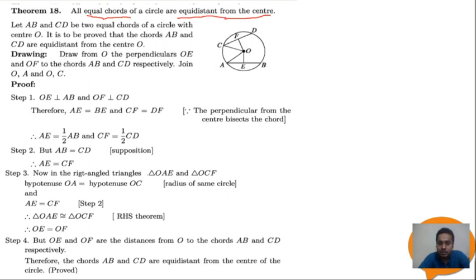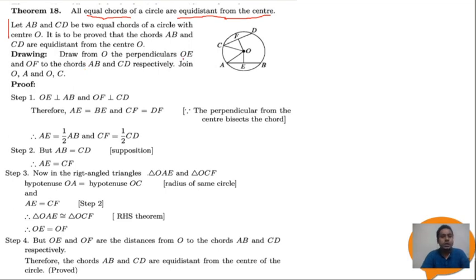Distances will be equal if the chords are equal. That means AB and CD are two chords, and we have to prove their distances from the center are equal. So how can we describe our proposition? You don't have to follow this description exactly. You can describe it in your own language.